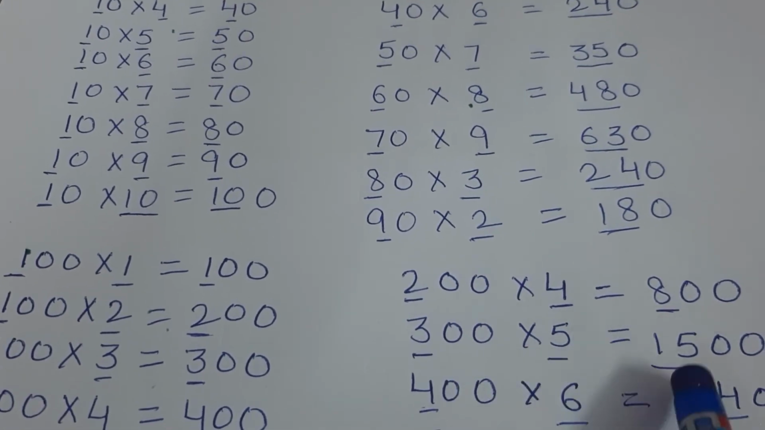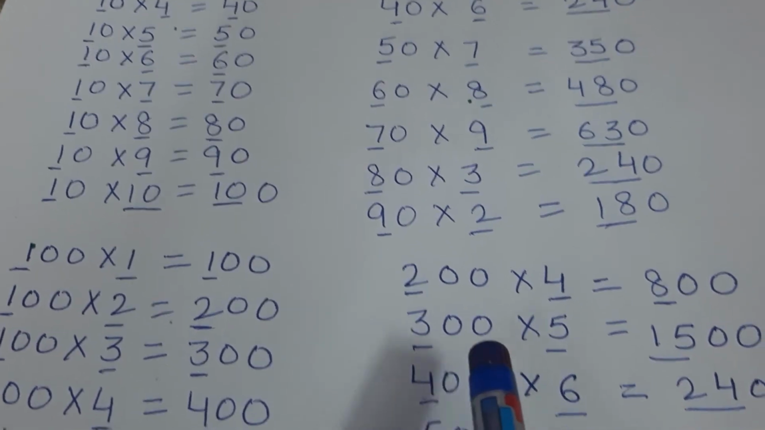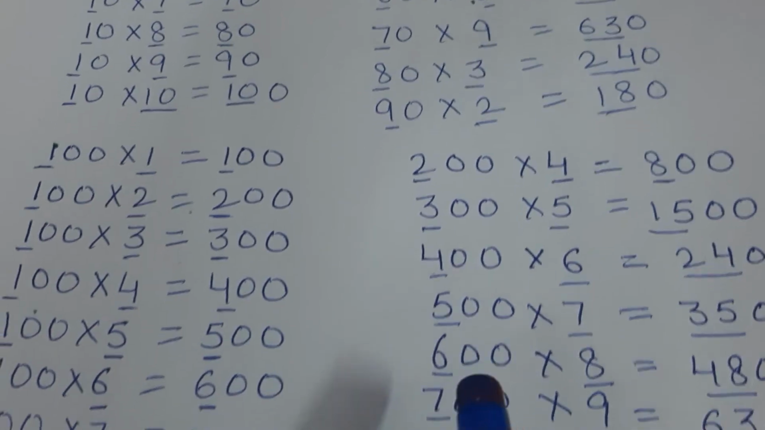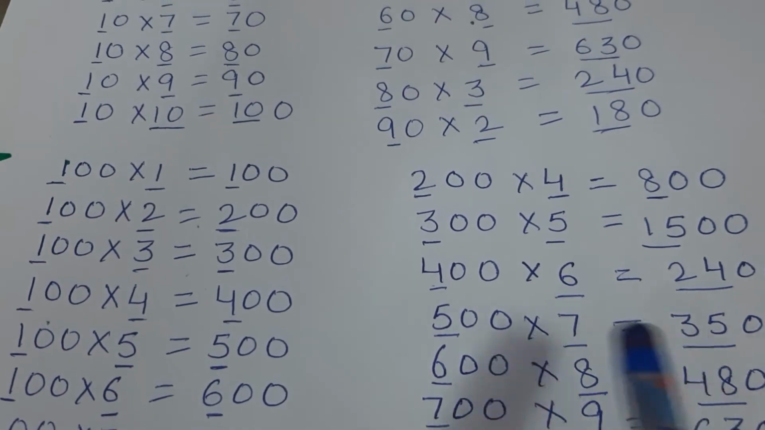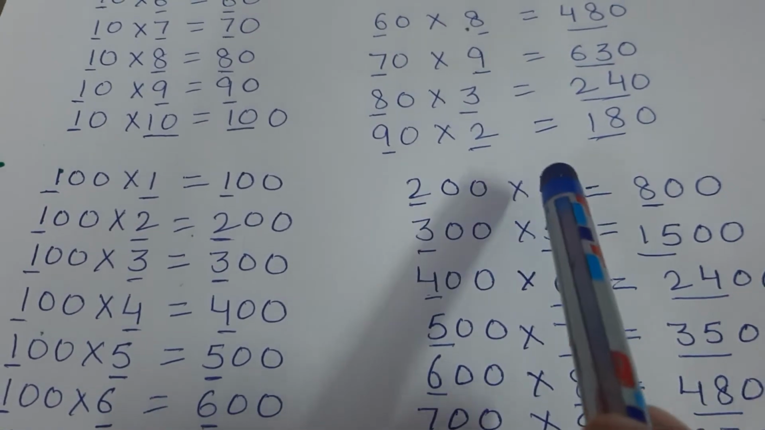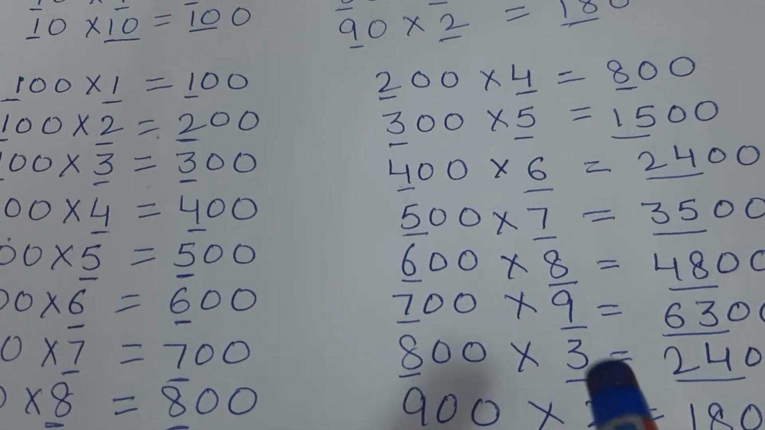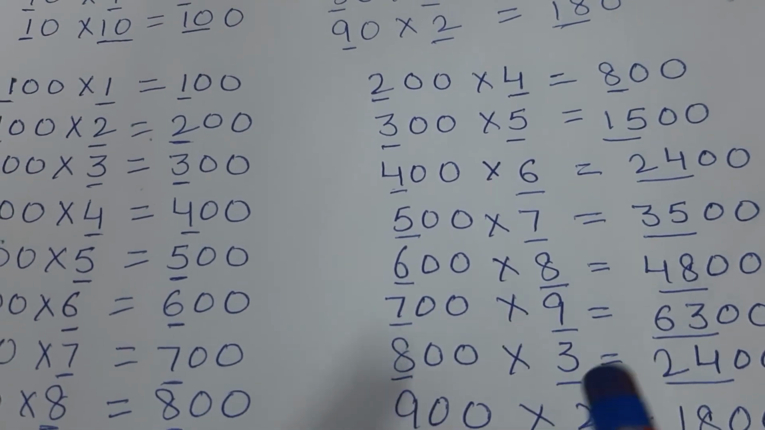3 fives are 15 with 2 zeros. 4 sixes are 24 with 2 zeros. 5 sevens are 35 with 2 zeros. So I have taken some numbers randomly. You can multiply with any number and check your answer.